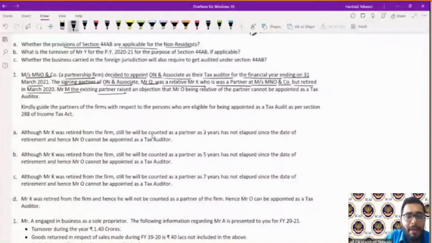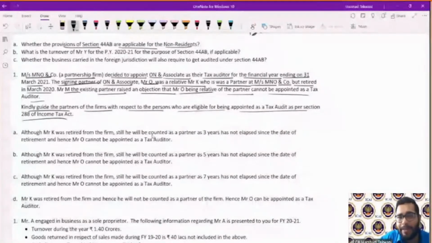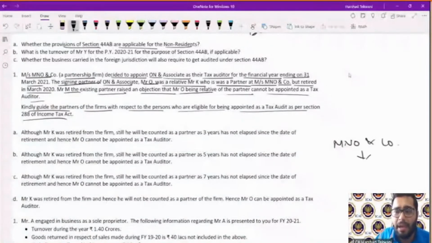Mr. M, the existing partner, raised an objection that Mr. O, being a relative of the partner, cannot be appointed as a tax auditor. Kindly guide the partners of the firm with respect to the persons who are eligible to be appointed as a tax auditor as per section 288 of the Income Tax Act. Now, again, there was a firm, MNO and Company, a partnership. They decided to appoint ON and Associates as a tax auditor.